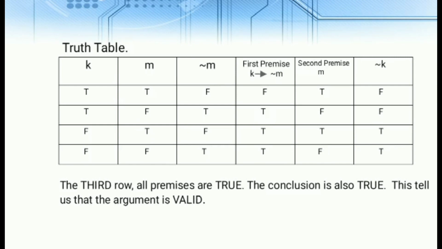So all premises are true, and the conclusion is also true in the third row. This tells us that the argument is valid. So my argument is valid.